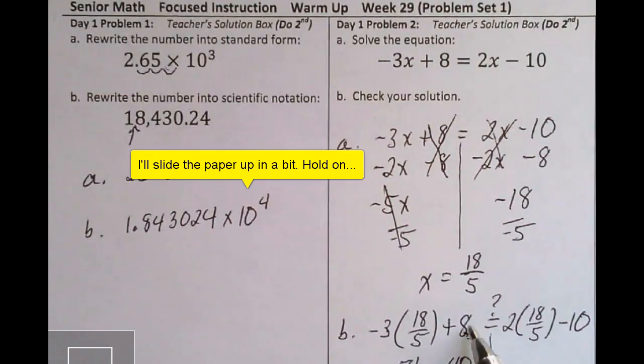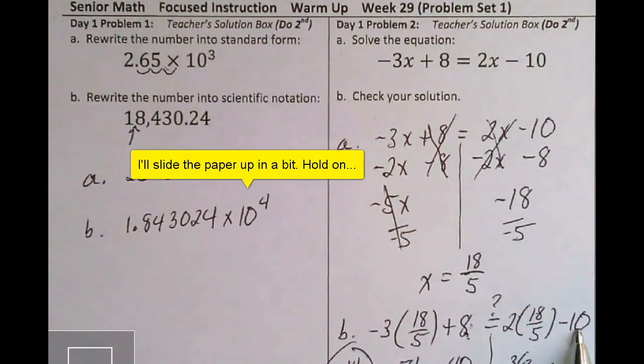40 divided by 5 is 8. And then we can add these together. This is negative 14/5. Well, right here. On the right side of the equation, 2 times 18 is 36/5, and then we want to subtract 10.